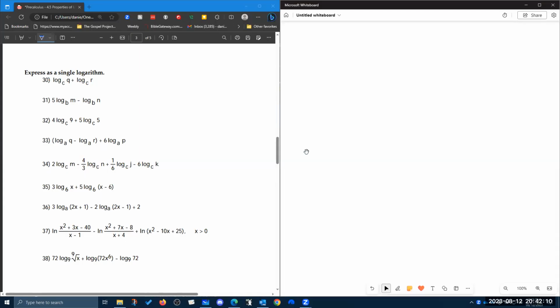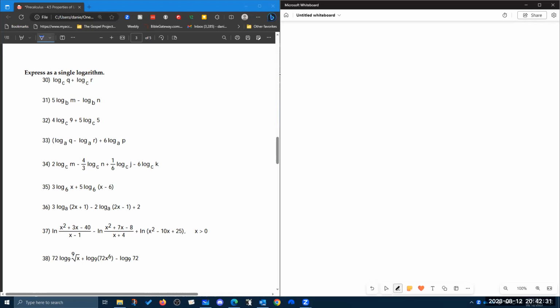In this video, we're going to use the same properties that we use to expand logarithms to condense them. We're just going to go the other way. Anything with a positive coefficient, that coefficient is going to be the exponent in the numerator. Anything with a negative coefficient is going to be the exponent in the denominator.